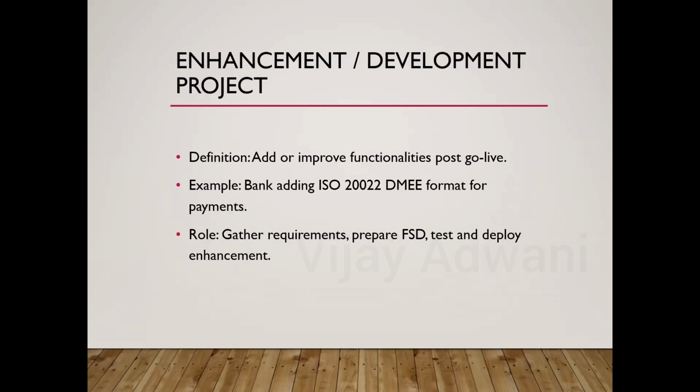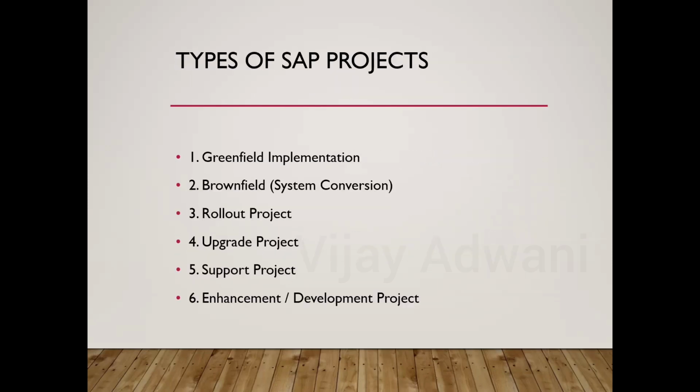If you just come back, you can see these are the 6 different kinds of SAP implementation projects, or not only implementation but different types of SAP projects which are in place: greenfield, brownfield, rollout, upgrade, support, and enhancement.